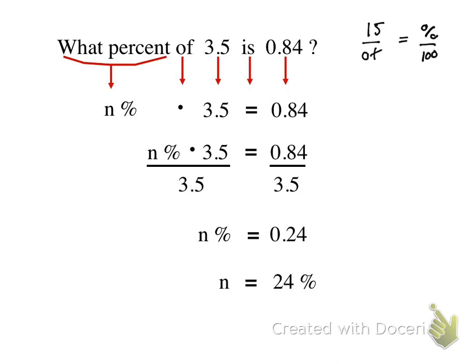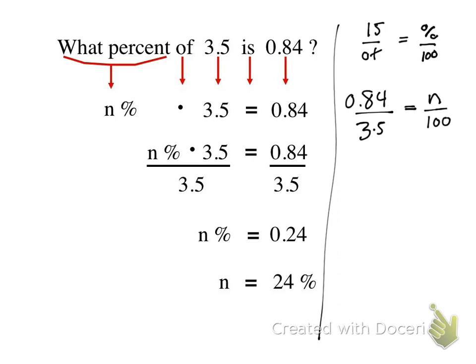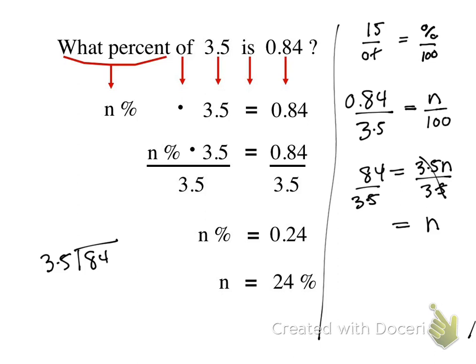Now, if I had done the proportion, which is is over of equals percent over 100. What do I mean by is over of? That's your part of the whole equals part of the whole, the percent of the whole. So the number closest to the is, 0.84, over the of, which is 3 5/10. So 84 hundredths over 3 5/10 equals n over 100. Multiply, I get 84 equals 3 5/10 n. Divide by 3 5/10 on both sides. N equals, now we're putting 3.5 into the doghouse, 84.